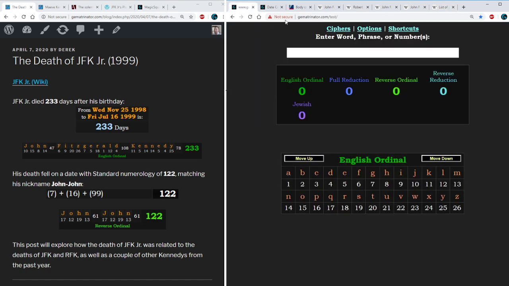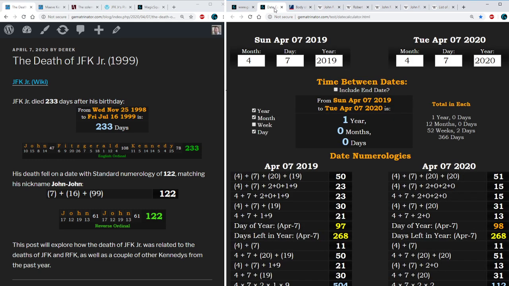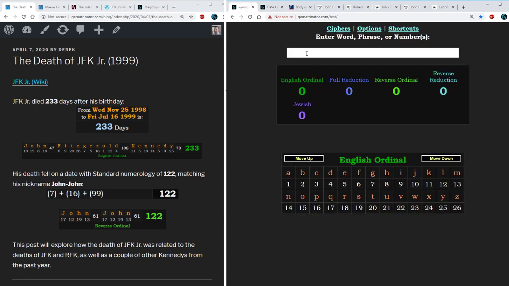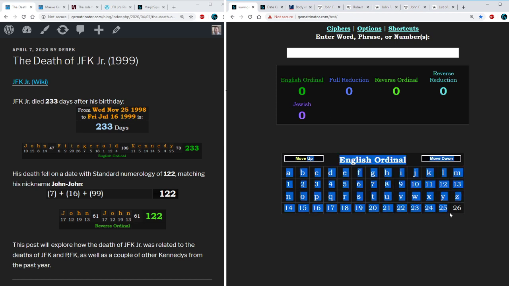When we talk about numerology, we talk primarily about the alignments between date numerologies and date durations, and then the language of Gematria, the practice and observation of letters and numbers. There are 4 base ciphers on my website, gematrinator.com. The first, most basic one, called English Ordinal, uses the alphabetic order, numbers 1 through 26.